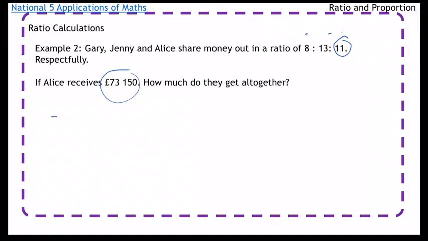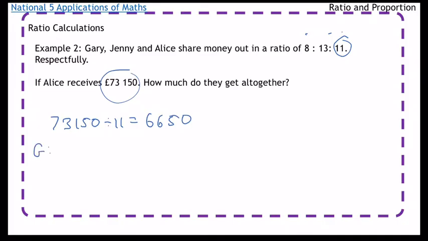73,150. So to work out what one part is, I do 73,150 and I divide it by 11. Okay, and that tells me what one part is worth. So if you do that in your calculator, you get 6,650. So each of those individual parts is worth 6,650. What I'm going to do first is I'm going to work out how much Gary makes.